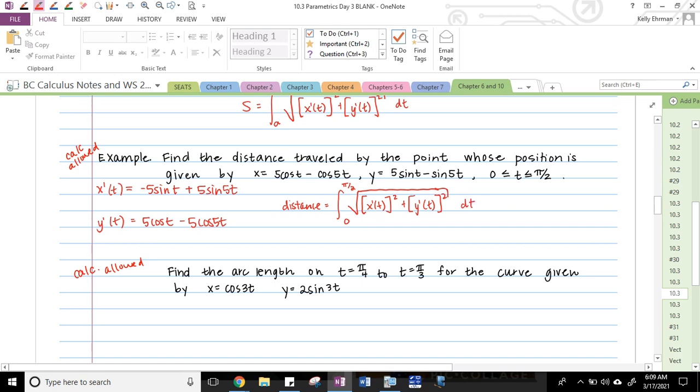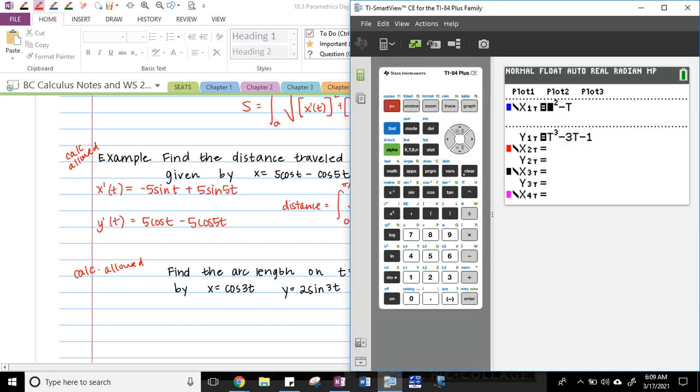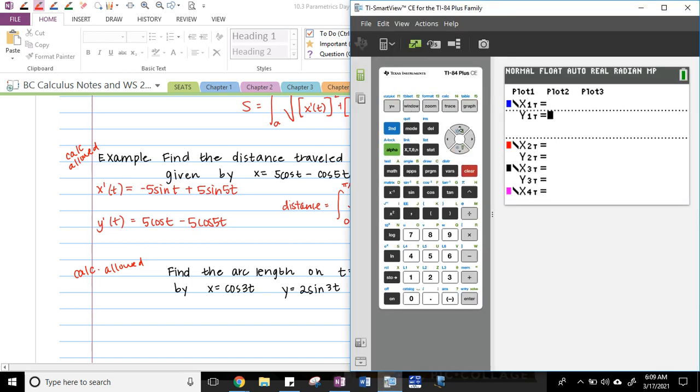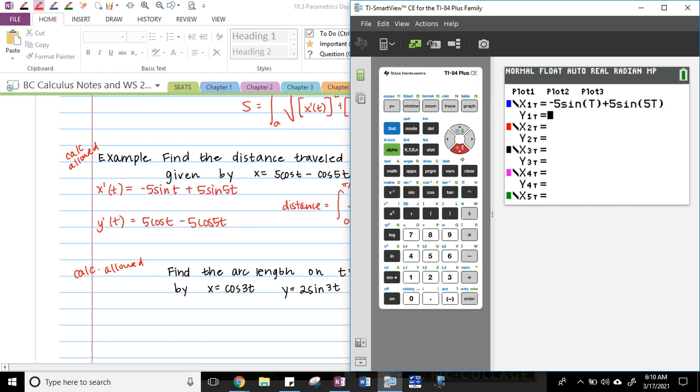And I'm going to employ the same method for how I enter it into my calculator, because I don't want to have a square root and parentheses and all this stuff going on. So I'm going to go back to that trick of putting my equations into the x equals and the y equals, and using those variables. So I'll show you how to do that. Type into x equals negative 5 sine of t plus 5 sine of 5t, and 5 cosine of t minus 5 cosine of 5t.